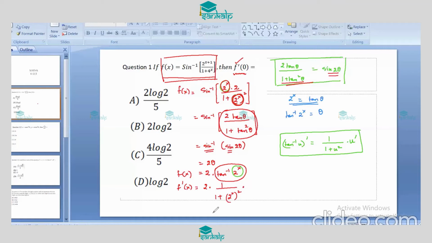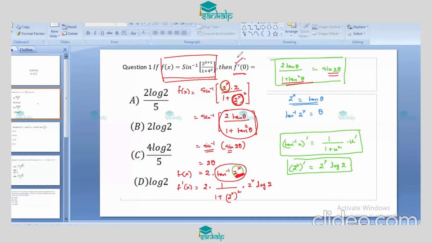And derivative of u. What is the derivative of 2 power x? For that I have another formula. 2 power x derivative is 2 power x log of 2. So this I have to write over here. I have to multiply 2 power x log of 2. So I wrote 1 by 1 plus u square into u's derivative.